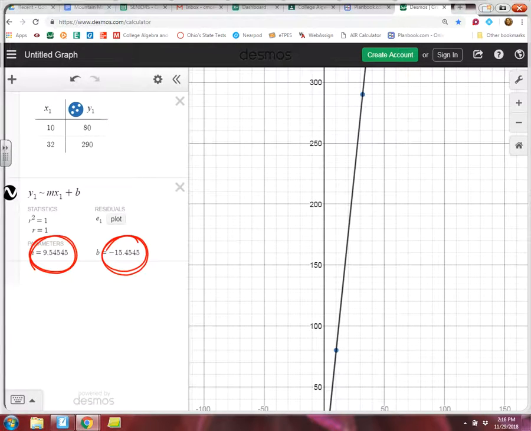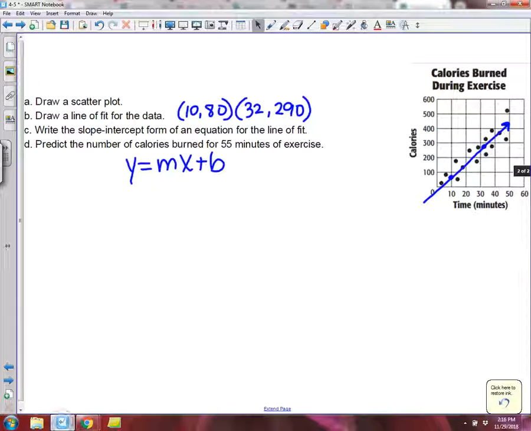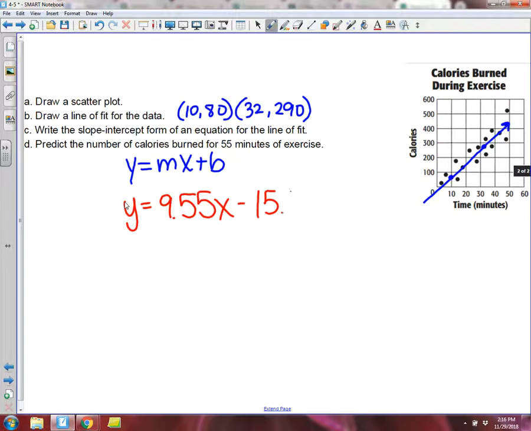Now, I'm going to tell you I want 2 decimal places, okay? Round appropriately. So this says 9.54, doesn't it? What's after the 4? So this is going to round it up to 9.55. Okay, so let's go back here. Y equals 9.55x. What's my B? 4, 5. What's after the 5? A 4, so it's going to stay a 5.